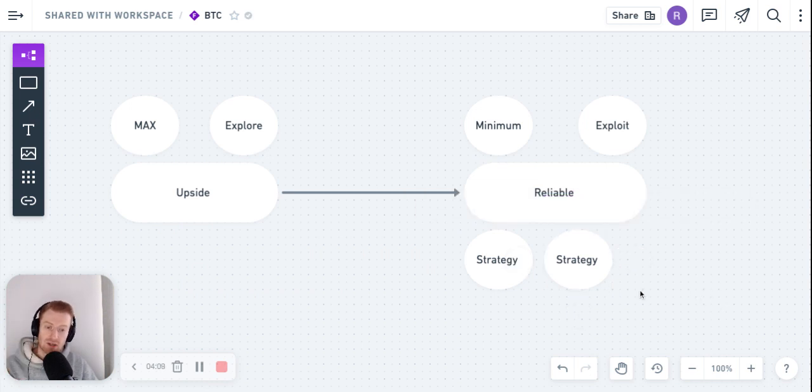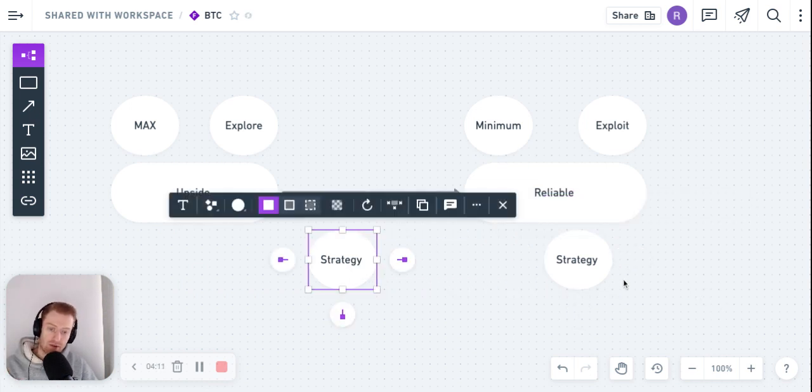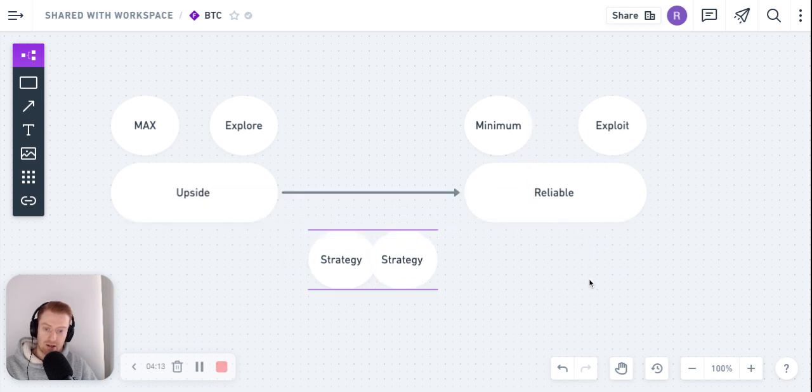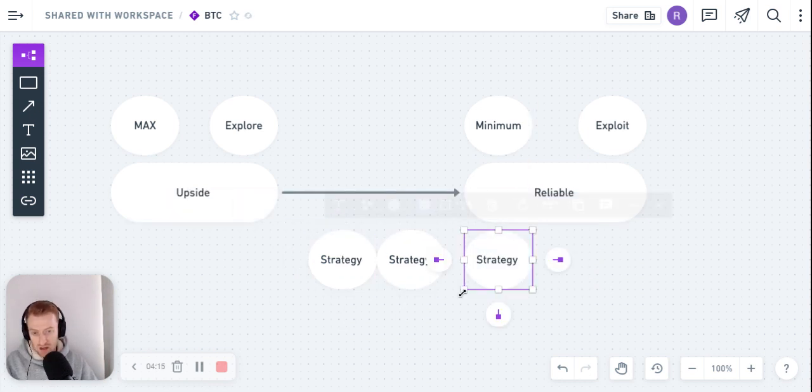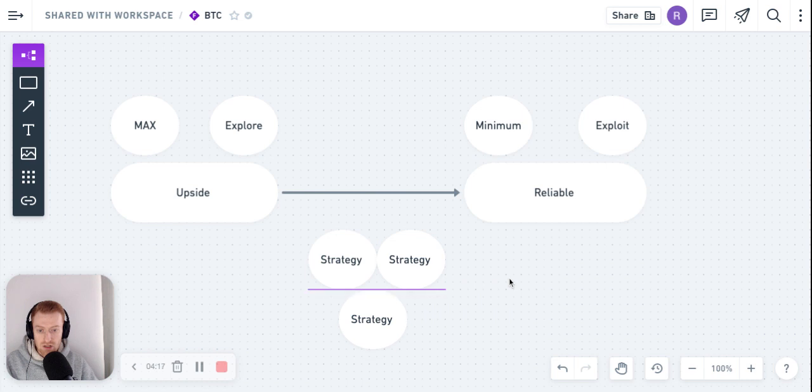But people don't do this. What they end up with is this scenario. And they have like two strategies here, sometimes even three strategies here, and it's just all crazy. They're not doing any work on it. They're not doing the max, they're not exploring it, they're not exploiting it. Nothing is going on with that strategy.